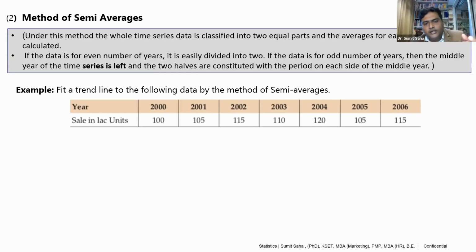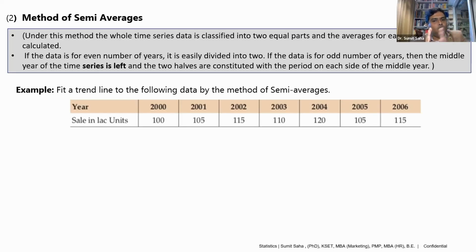So one data point I will get by taking the average of the first half, and I will group the first given data and second given data. Is it clear? Now more to explain. Let's say there are 7 different years given, and different values, sales in lakhs. If an odd number of years is given, then the middle one I will leave out. That means here the middle is 2003. I will not consider the 2003 data.